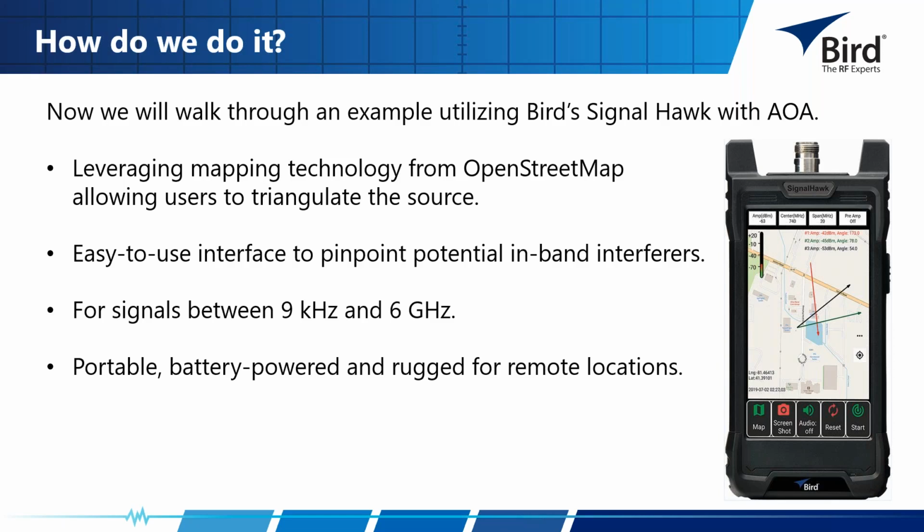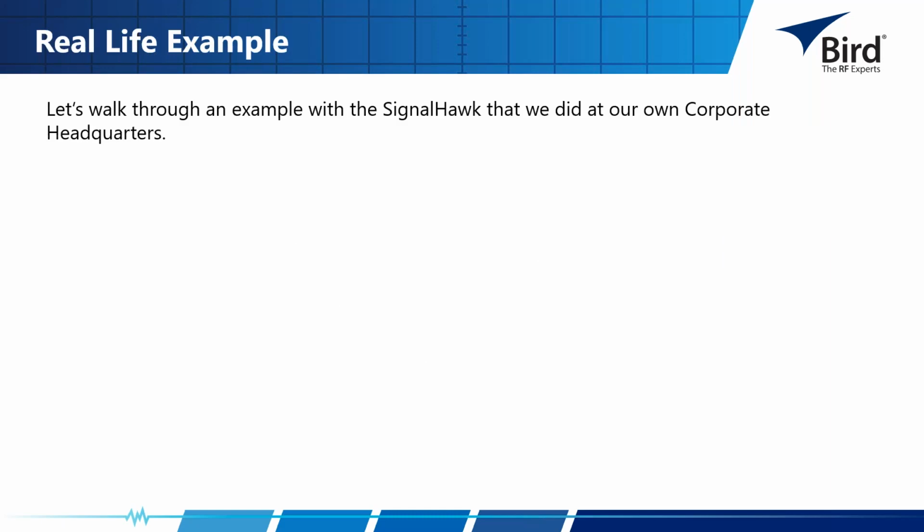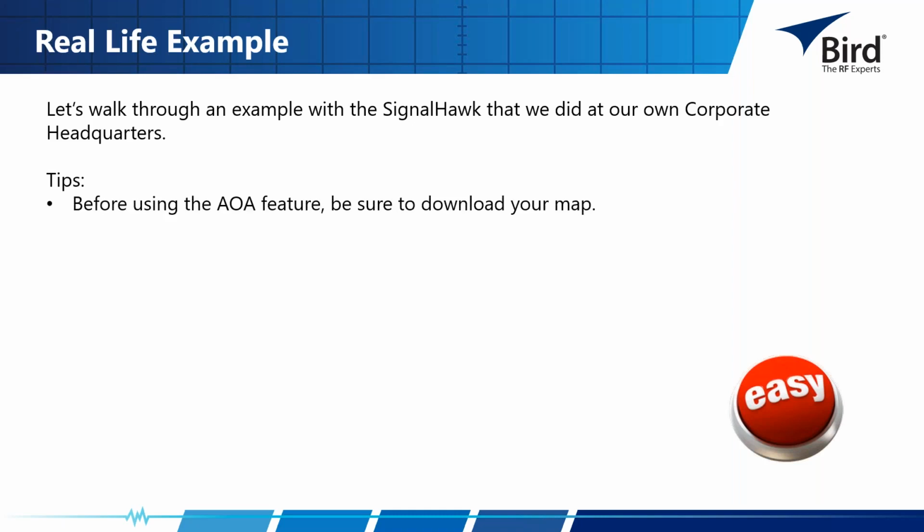The 60S AOA is portable, battery operated, and rugged for remote locations. So we'll walk through an example with the SignalHawk that we did at our own corporate headquarters. It's easy. Tips. Before using the AOA feature, be sure to download your map. So you'd have to connect up to the Wi-Fi in order to download the map.